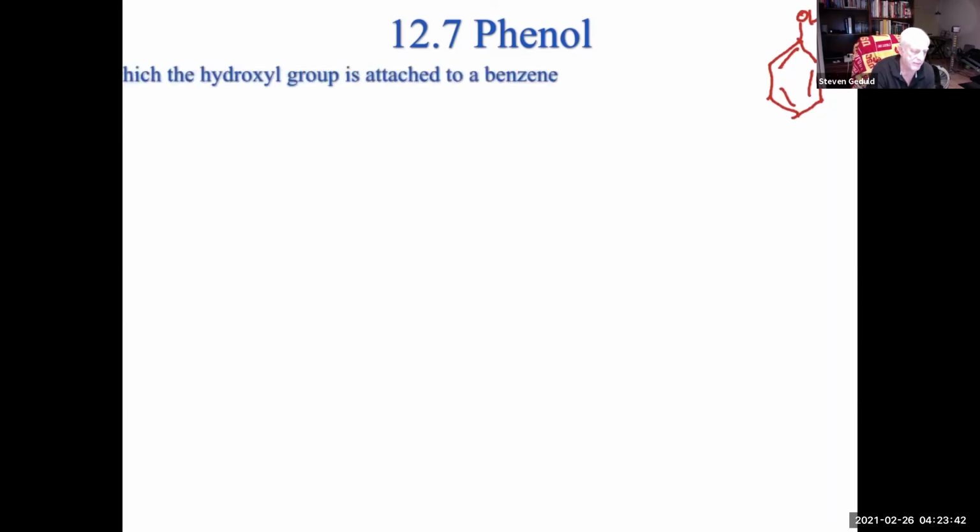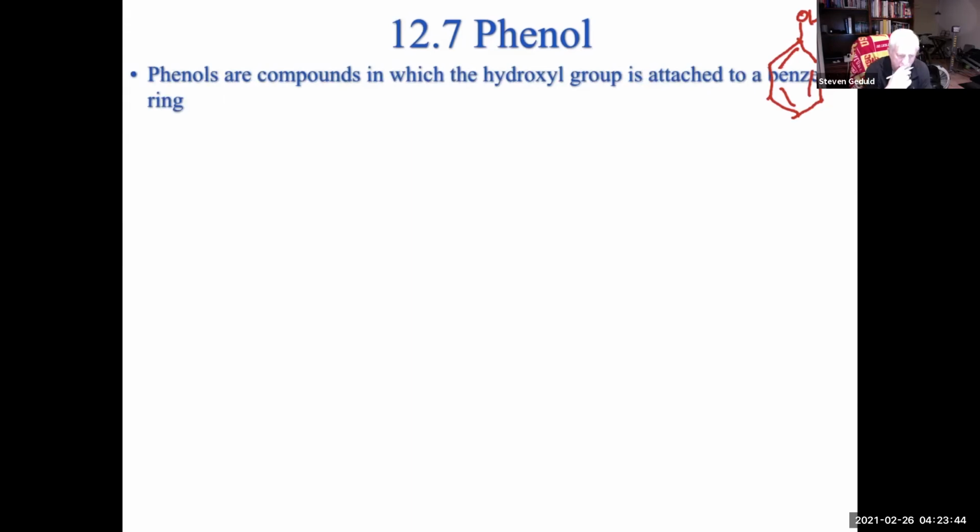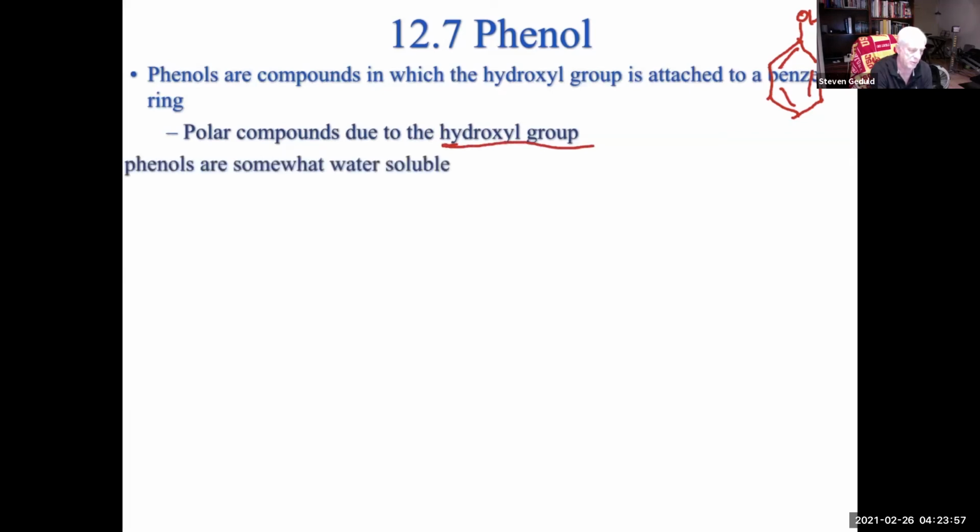Phenols are compounds in which a hydroxyl group is attached to a benzene ring, just like we drew. They're polar compounds due to the hydroxyl group. The OH group is polar, which allows it to be polar. Simpler phenols are somewhat soluble in water. If you start getting more and more hydrocarbons attached to it, then it becomes less water soluble. You have to watch the ratio of OH groups to the hydrocarbon group.